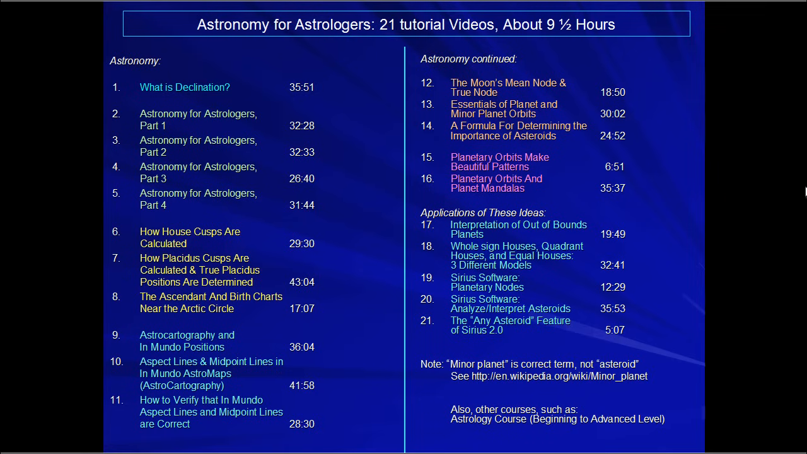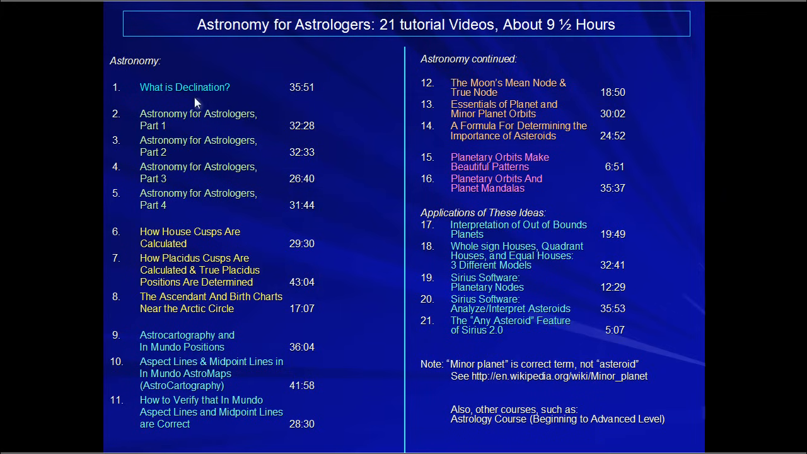As you can see, we have 21 tutorial videos on astronomy for astrologers. It takes you from the very basics all the way up to a very advanced level, and we cover some specialized topics like how house cusps are calculated, how in mundo planets are placed in astrocartography maps, etc. So it's a very comprehensive course, and you can watch individual videos if you want. You don't have to do them in order, but if you want to build from the ground up, I've got these organized in a way that progresses in a nice sequential manner.